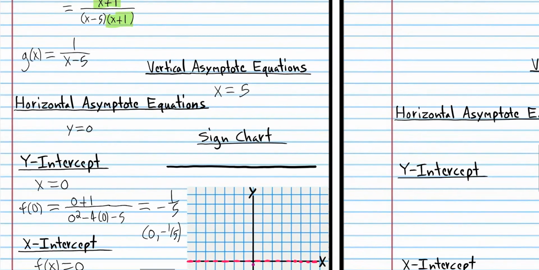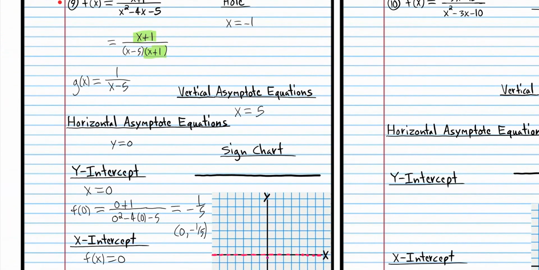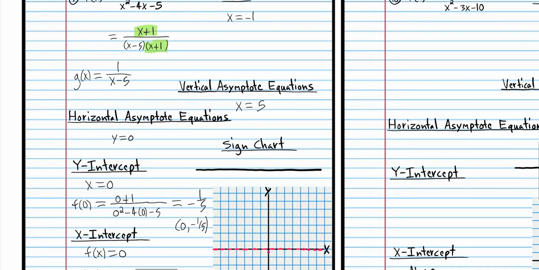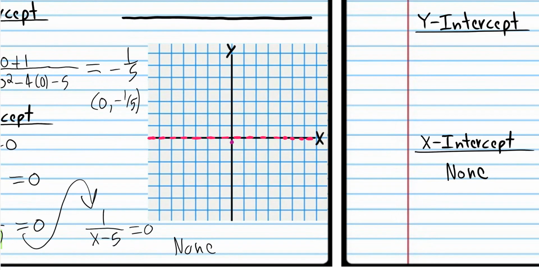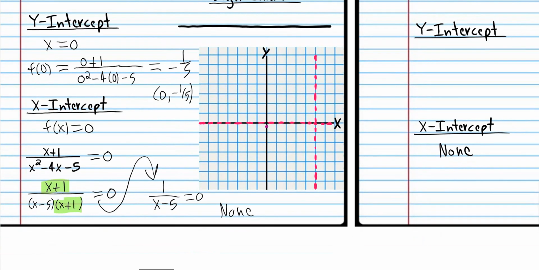Okay, so let's do our sign chart. We only have one location where the graph can possibly change from above the x-axis to below, or vice versa. We don't have an x-intercept, but we do have a vertical asymptote at x equals 5. So I'm going to draw that.